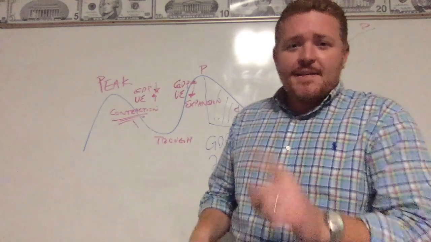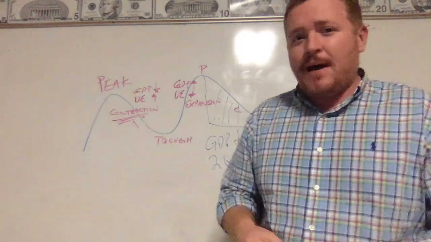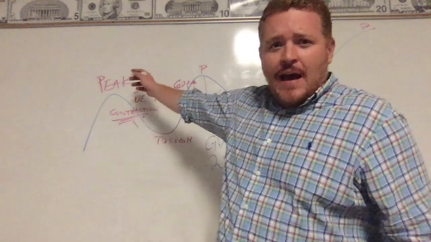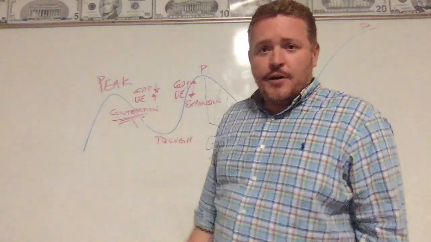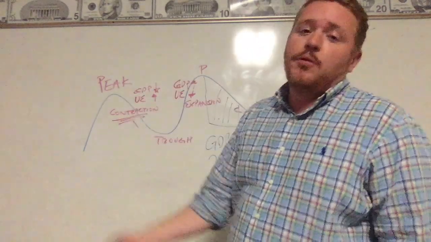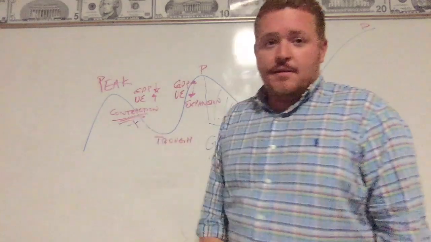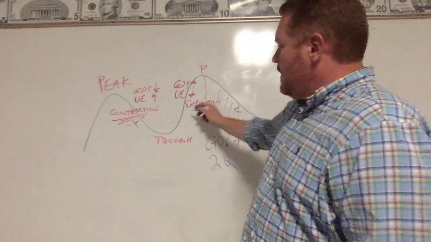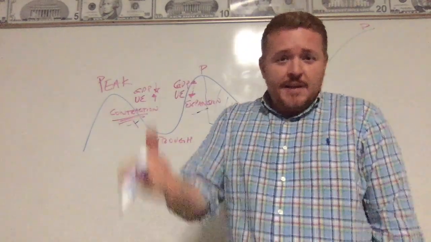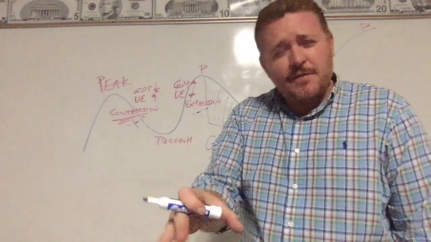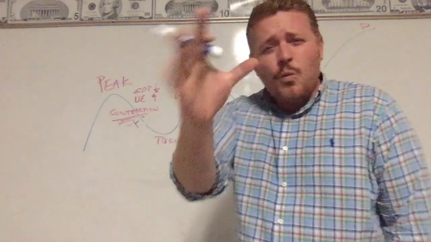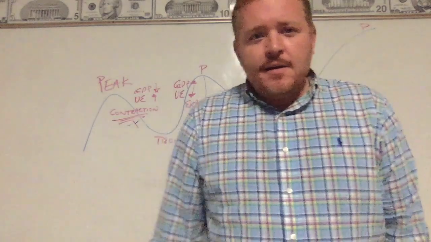But one last thing I want to throw into your brain to think about and to chew on is we know what's happening to GDP and unemployment during a contraction phase. GDP is falling, unemployment's going up when the economy is contracting. When the economy is expanding, we know that means GDP is going to be increasing, and we know unemployment is going to be falling because people are going to be going to work. But what happens with inflation?